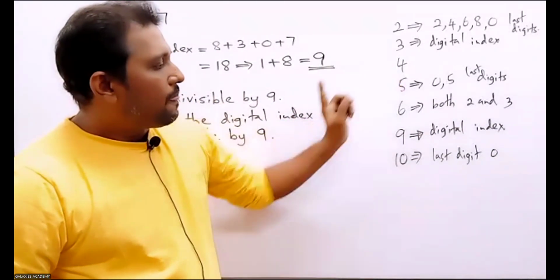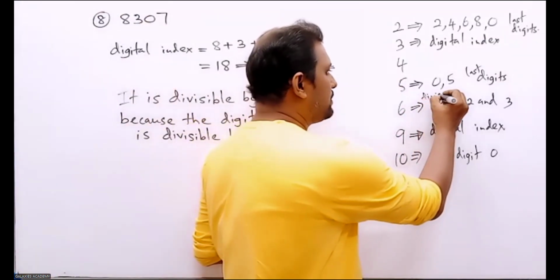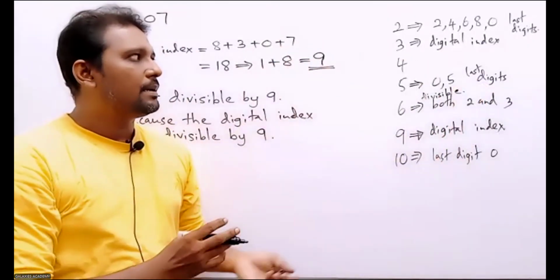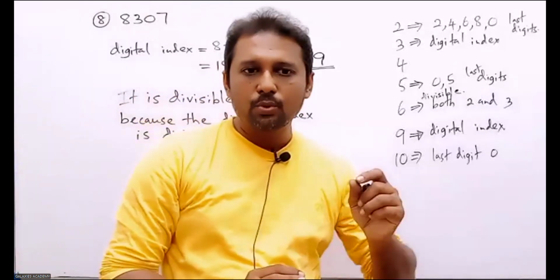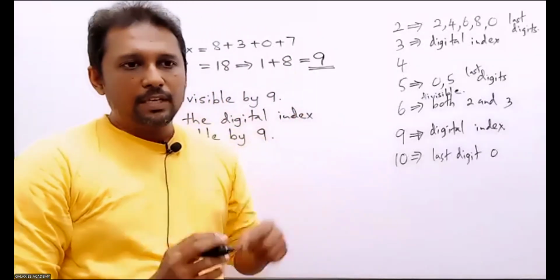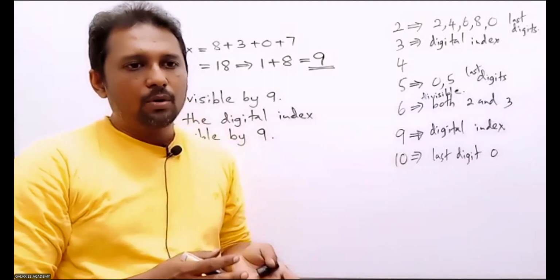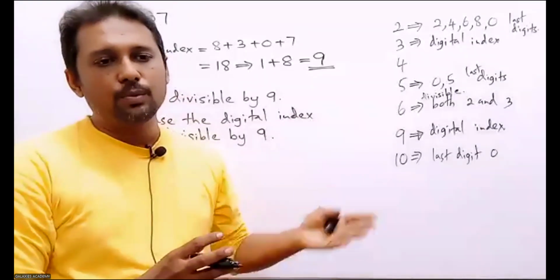Then how can you determine the given number is divisible by 4? You have to check the last two digits of the number. If the last two digits are 00, or if the last two digits are divisible by 4, it should be divisible by 4.